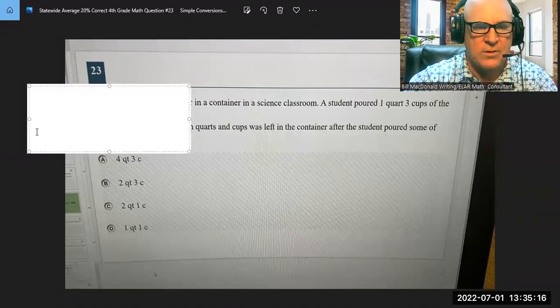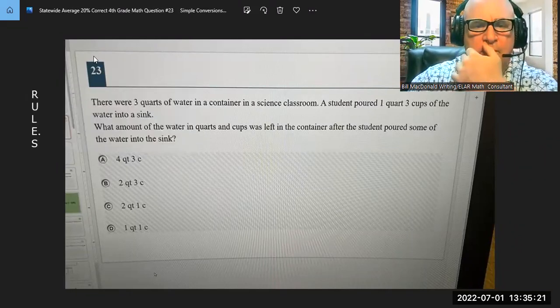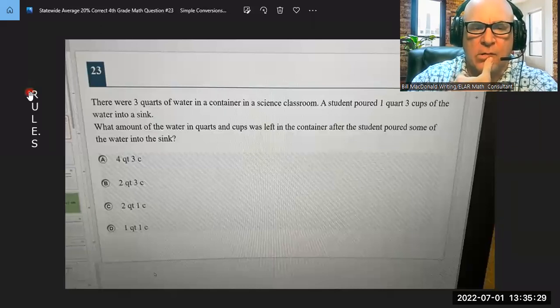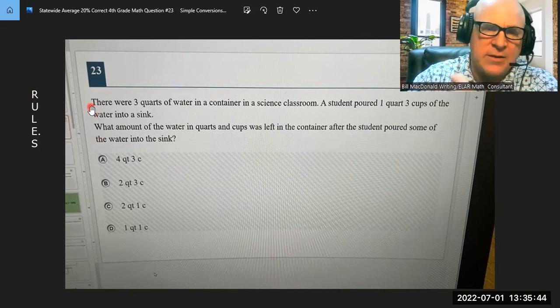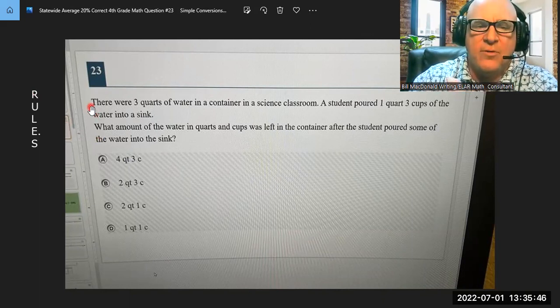But the rules stand for read the question, okay? Or read the problem, whether it's reading, math, social studies, science, editing, revising. There's always going to be a passage or a paragraph or a problem. And then there'll be a question.